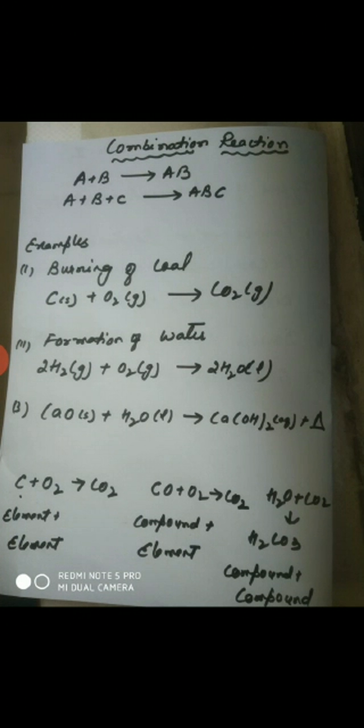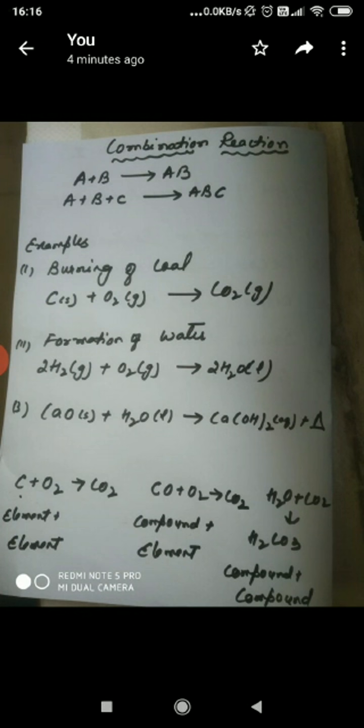And the third example is calcium oxide, which is also known as quicklime. When calcium oxide reacts with water, it forms calcium hydroxide, which is also known as slaked lime. Calcium oxide is known as quicklime and calcium hydroxide is known as slaked lime, and heat is produced.